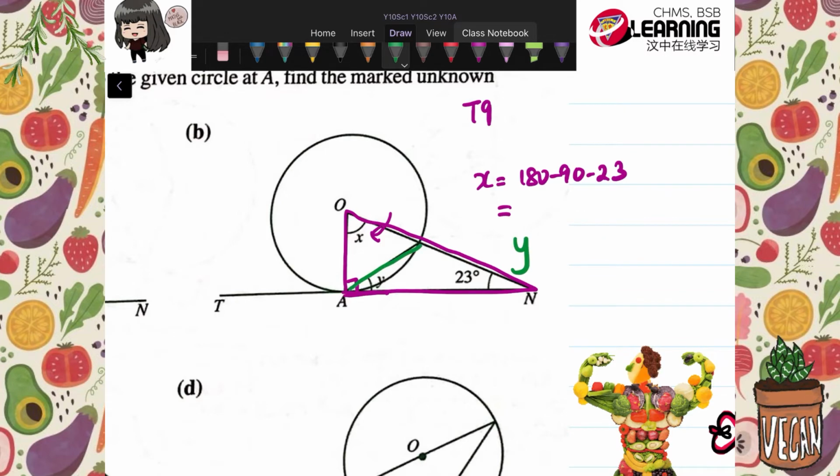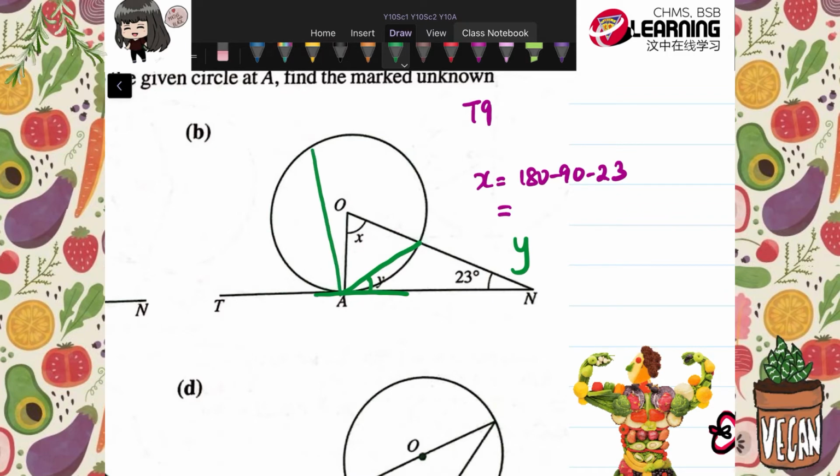So this y here, this is angle between tangent and chord. Okay, chord and tangent over here. So this is y. So if we do like this, this is alternate segment. Okay, so basically this is also your y. Okay, so angle between tangent and the chord is equal to the angle in the alternate segment.